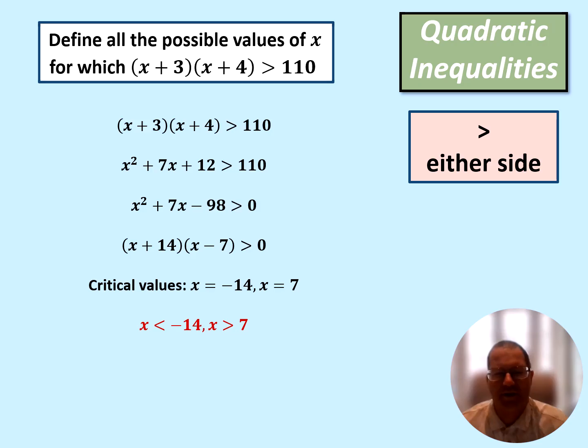But notice that the quadratic inequality that we solved, x squared plus 7x minus 98 is greater than 0, is a greater than, so it means that the regions we want are either side of the critical values, so they are x is less than -14 and x is greater than 7.